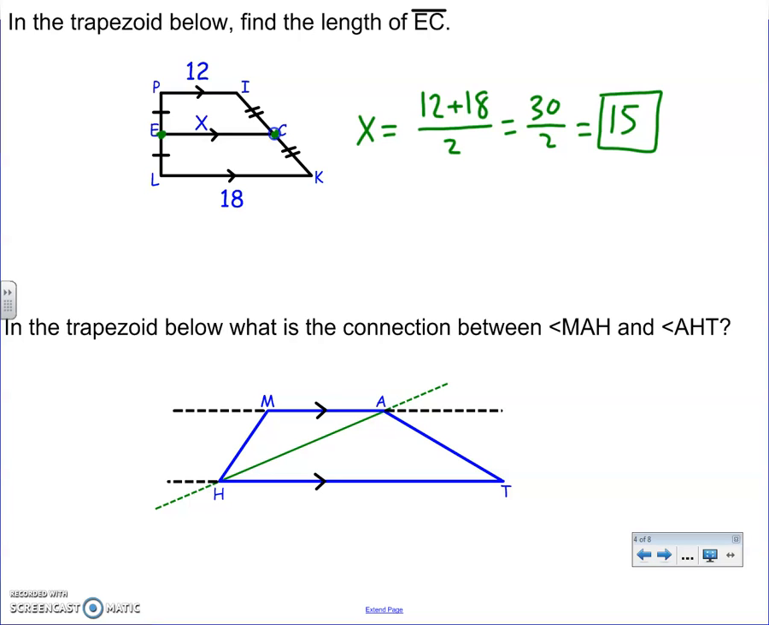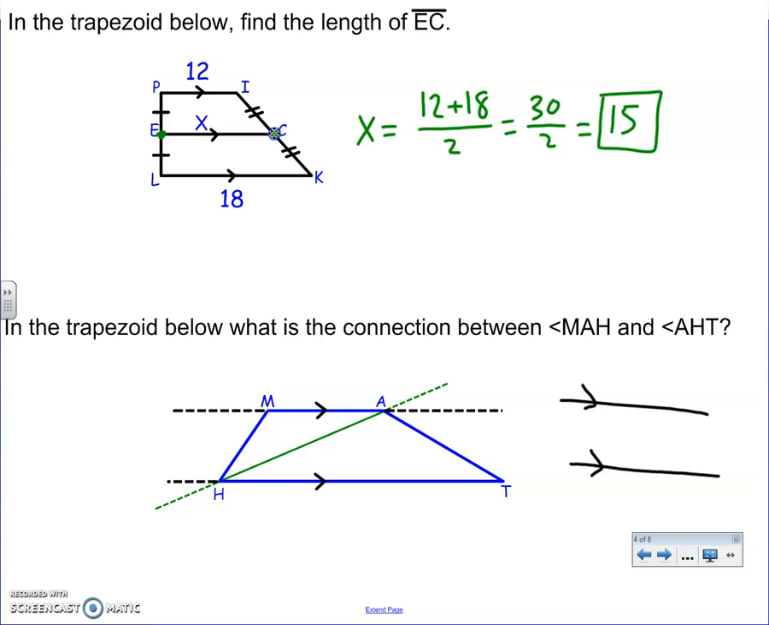All right, and here's a weird challenge problem that you might see. In the trapezoid below, what's the connection between angle MAH and angle AHT? So I extend the sides for y'all. Remember, this is a parallelogram. We have parallel lines. Let me draw it over here. We have two parallel lines and a transversal that cuts through it.